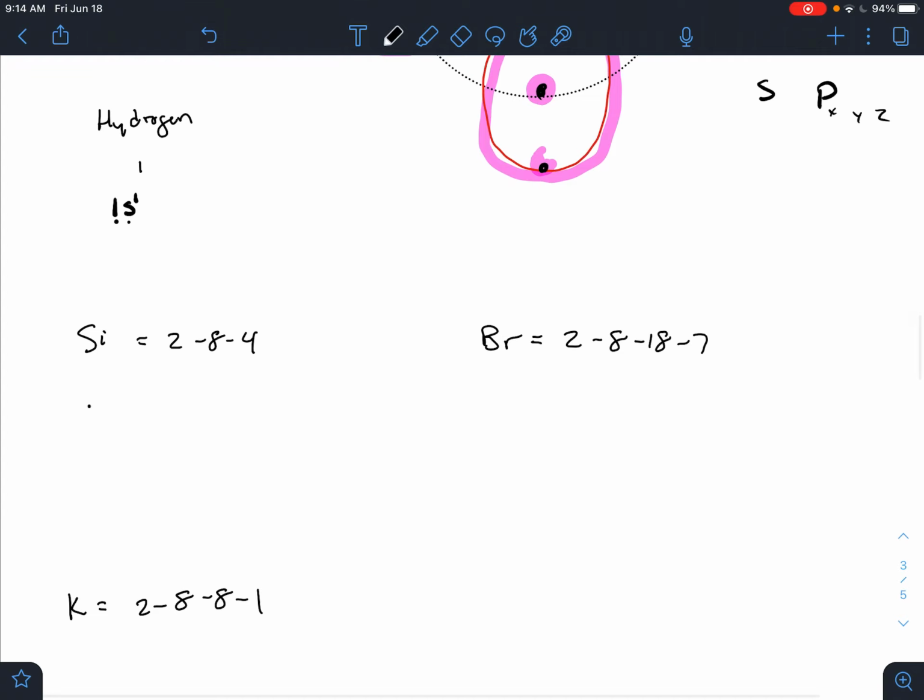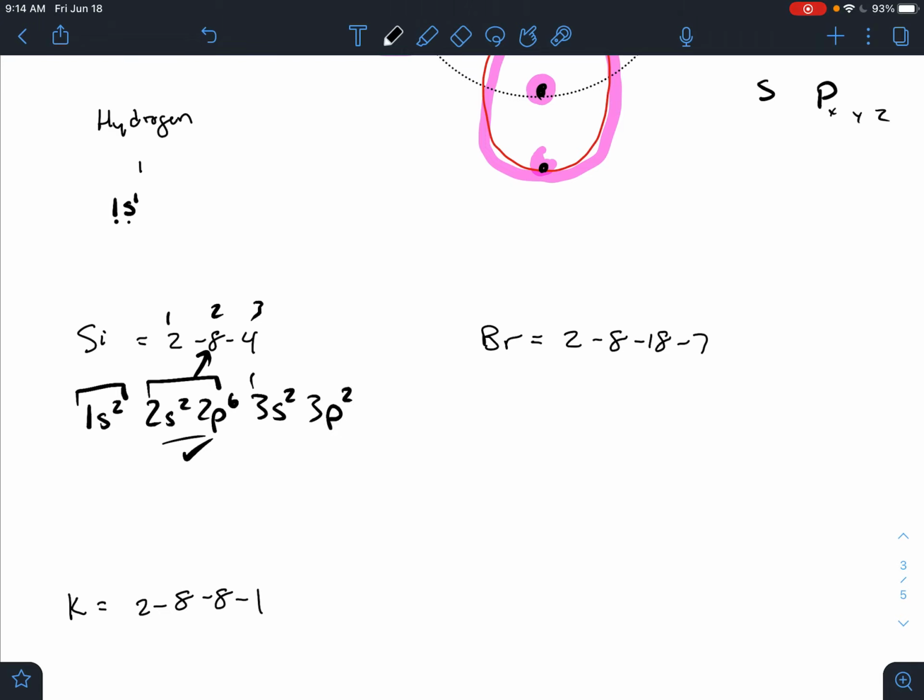Si. 1s2. That covers my first. Here's my second. Here's my third. 2s2, 2p6. Those are my 8. Everything's filled. Check. The next place I go, 3s2, and then it's going to be 3p2. The p's add up to 4. Great. That's my extended electron configuration.